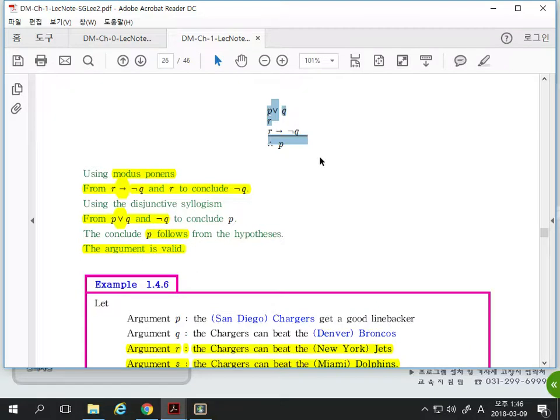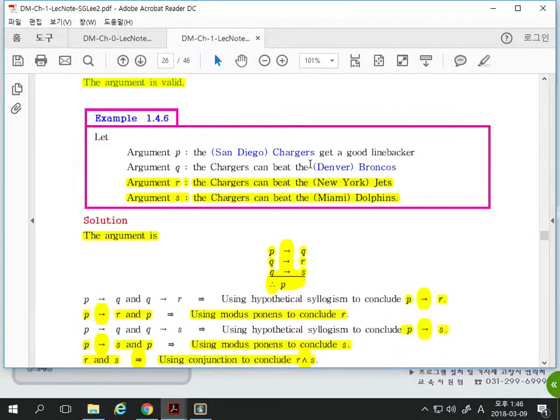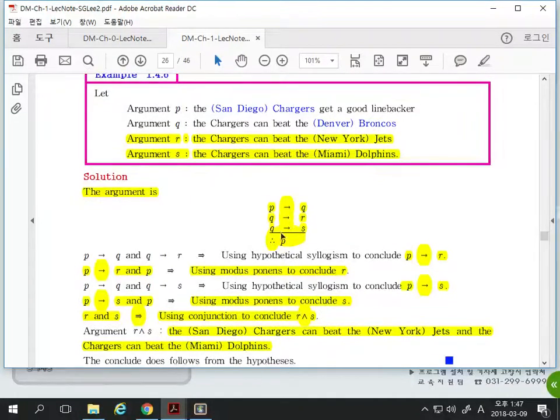So, yeah, this kind of technique will be needed to check. Next example, 1.4.6, says: P is the San Diego Chargers get a good linebacker, Q means the Chargers beat the Denver Broncos, R says the Chargers can beat the New York Jets, and S says the San Diego Chargers can beat the Miami Dolphins. Written symbolically: P implies Q, Q implies R, and Q implies S. If these are all true, then the conclusion is P. Let's check whether this whole argument is valid.